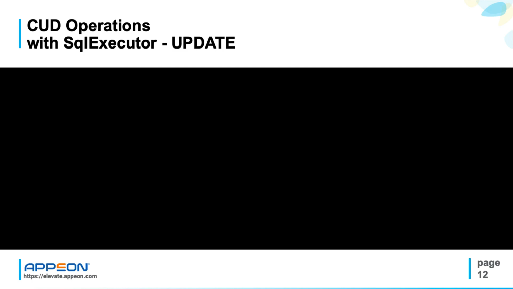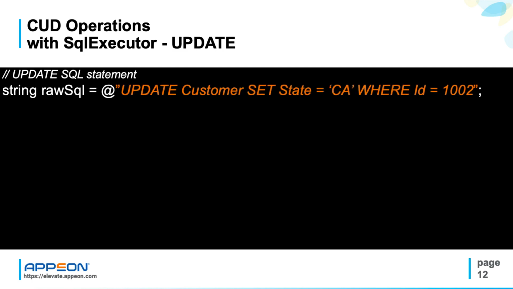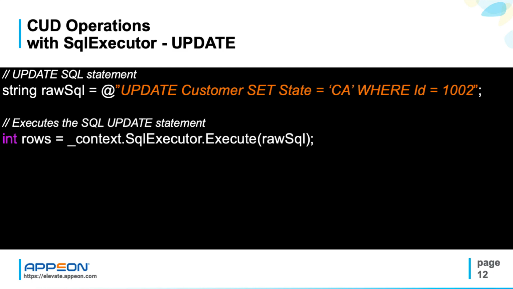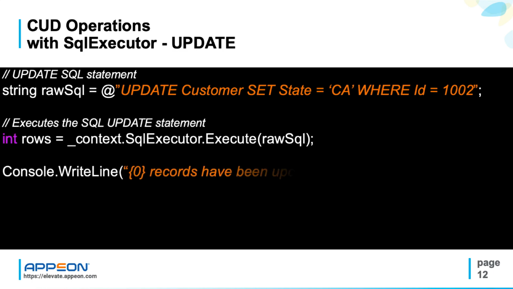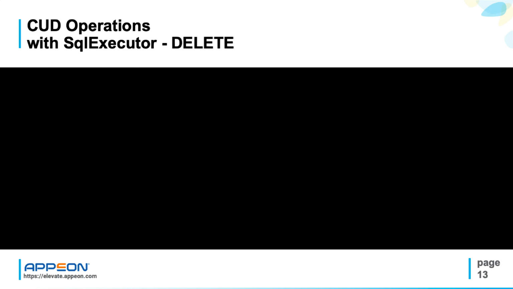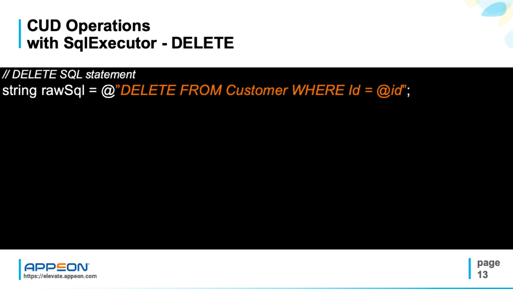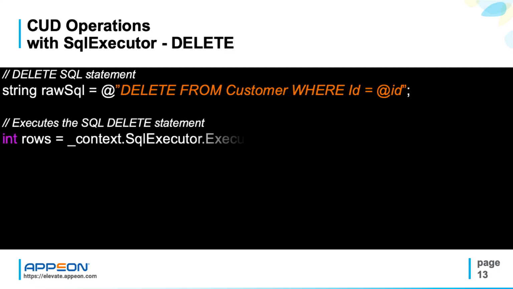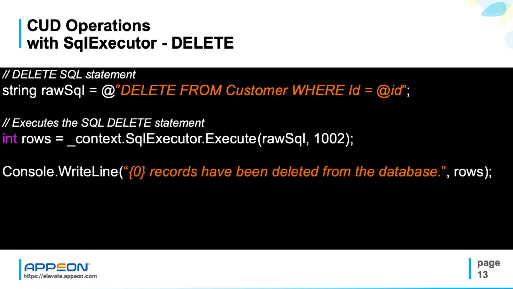This is an example of the update. You'll notice that it is very similar, but this example doesn't pass in any parameters. Of course, you could if you wanted to. Now, an example of a delete. Very similar as well.